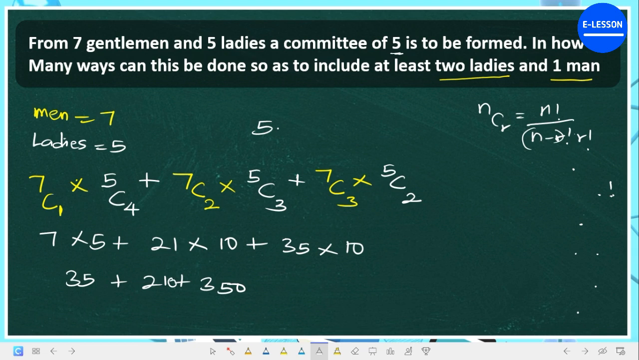When you add everything here together, 35 plus 210 plus 350, which will now be what? 595 ways. So there are 595 ways to go about this. It's as easy as that. Are we getting it now?